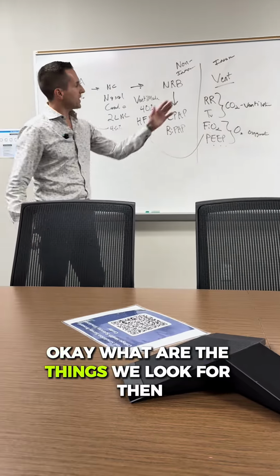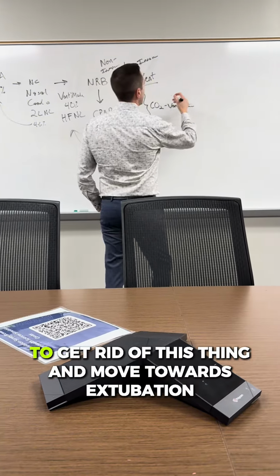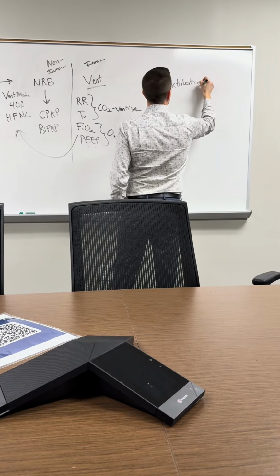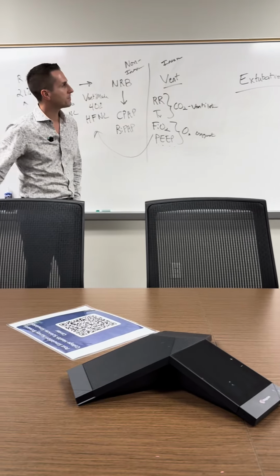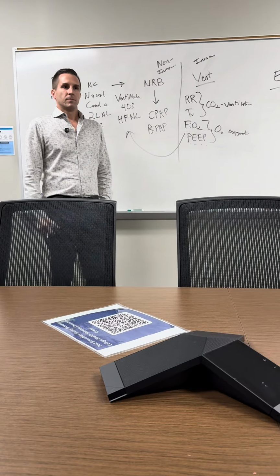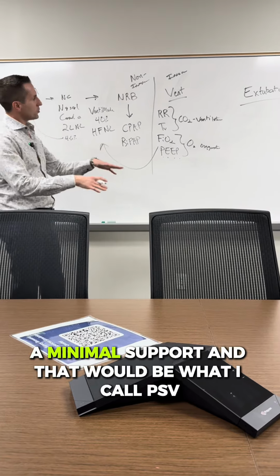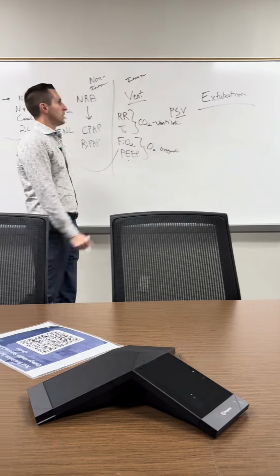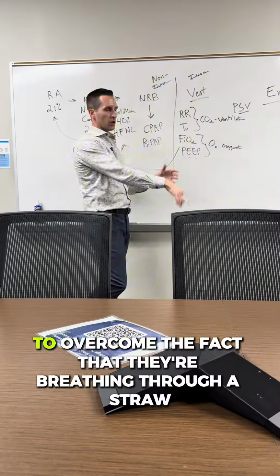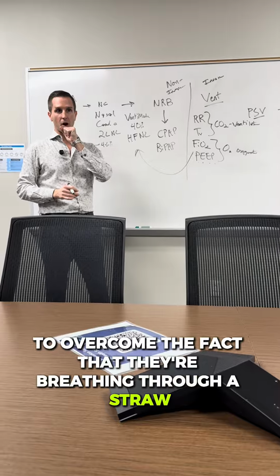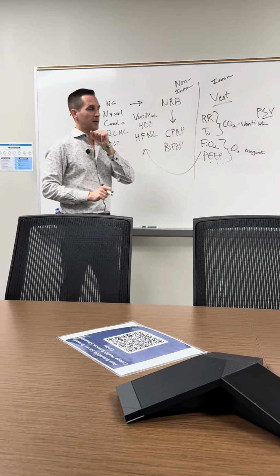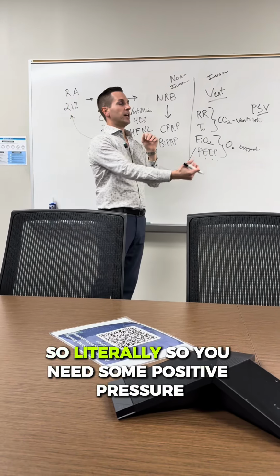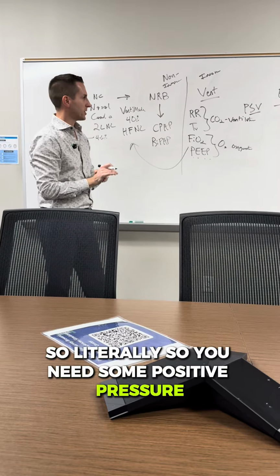What are the things we look for then to get rid of this and move towards extubation? You can see there's spontaneous breathing. They have to be on minimal support, what I call PSV, pressure support. We're giving them pressure to overcome the fact that they're breathing through a straw, which is the ET tube, because you would tire out. If I just put that up to you, that would suck, right? So you need some positive pressure.